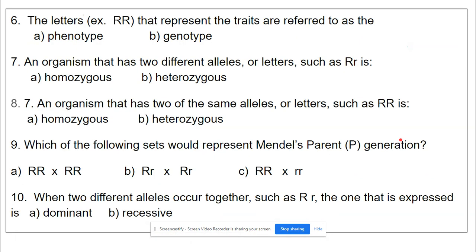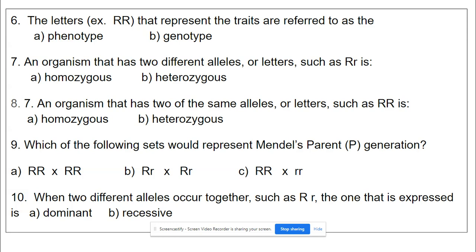Okay, so we're going to pause here again, and you're going to try some of these, and then I'll go over the answers. Number 6, the letters, for example capital R, that represent the traits are referred to as the B, genotype. Number 7, an organism that has 2 different alleles or letters, such as capital R, lowercase r, is B, heterozygous.